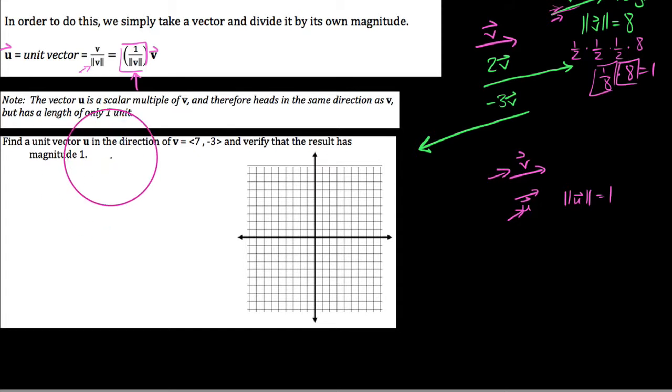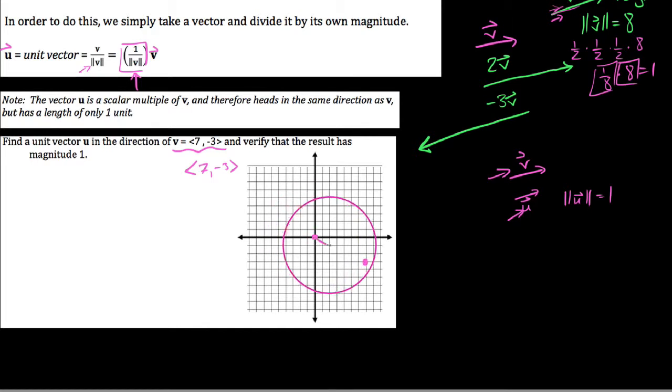So we're going to find a unit vector u in the direction of this guy right here, v, and then we're going to verify that it has a magnitude of 1. So let's go ahead and start with this. I've already been given this in component form. Remember, component form just says that this vector starts at 0, 0, and this is where it terminates. So we'd go 1, 2, 3, 4, 5, 6, 7 to the right, and then down 3. We'd say this is our vector right here.